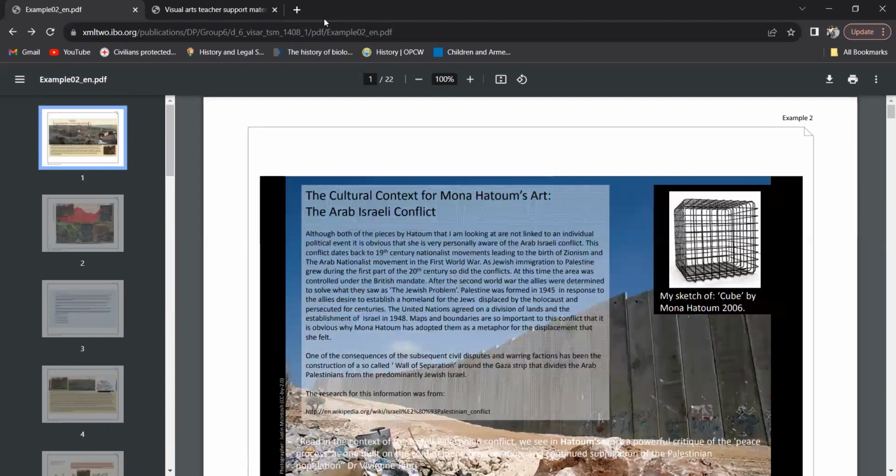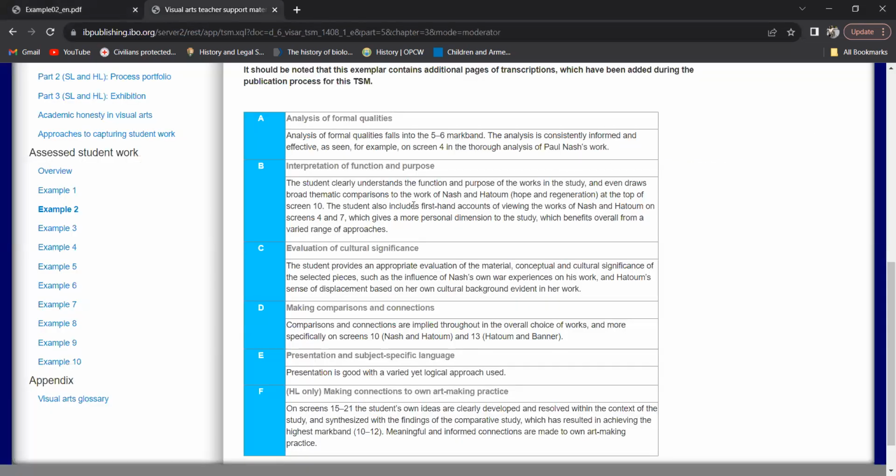Just to go over the checklist one more time. I know I'm running two minutes kind of late on this project, so I need to wrap this up. We have an analysis of formal qualities. It falls into the 5 to 6 mark band, which I can definitely see.